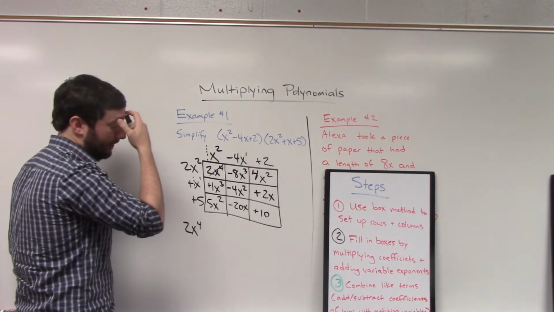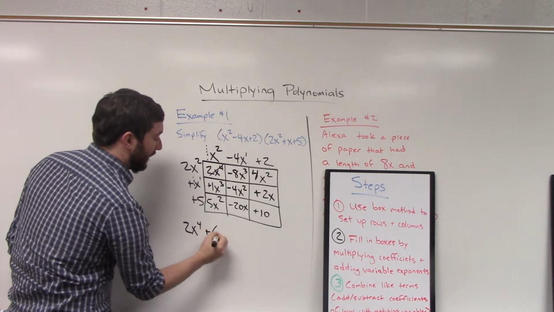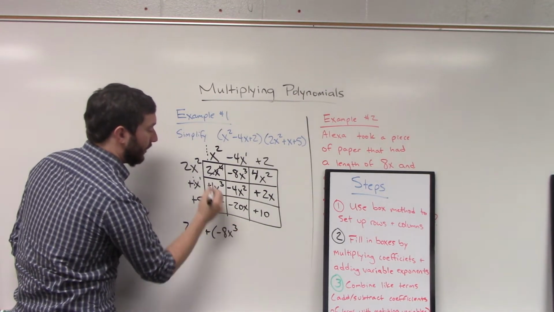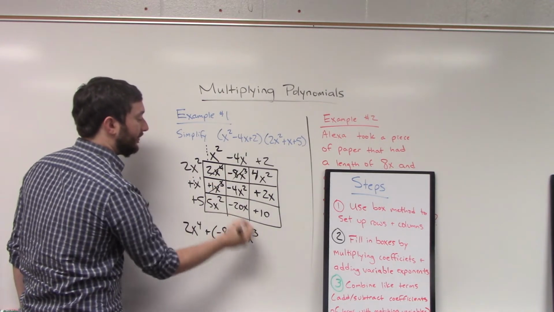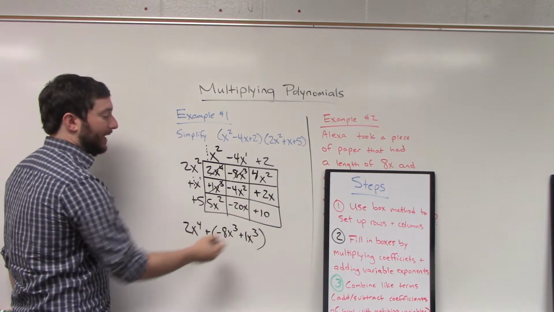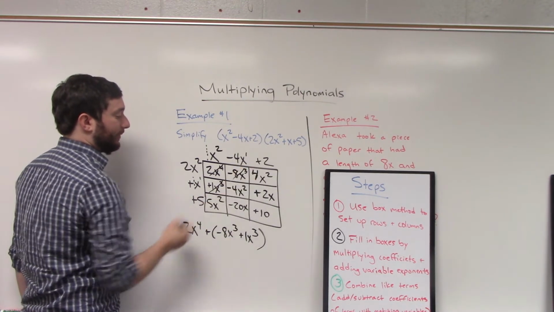So notice that we have a -8x cubed that will be combined with a positive 1x cubed. So check those off. These two will be combined shortly. Okay. Then we have this diagonal that we're going to combine as well.